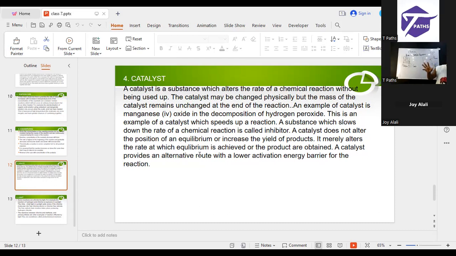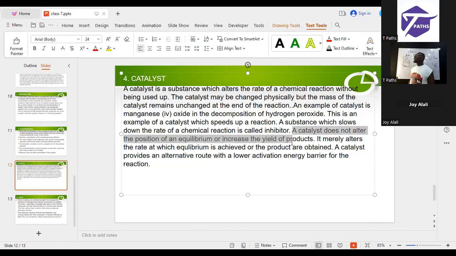Now, fun fact about catalysts. A catalyst does not alter the position of equilibrium or increase the yield of the product. Never. It only alters the rate of that chemical reaction. So it does not change the equilibrium position, and it does not change the yield of the product. So a catalyst will do one thing for us: it will alter the rate of reaction.